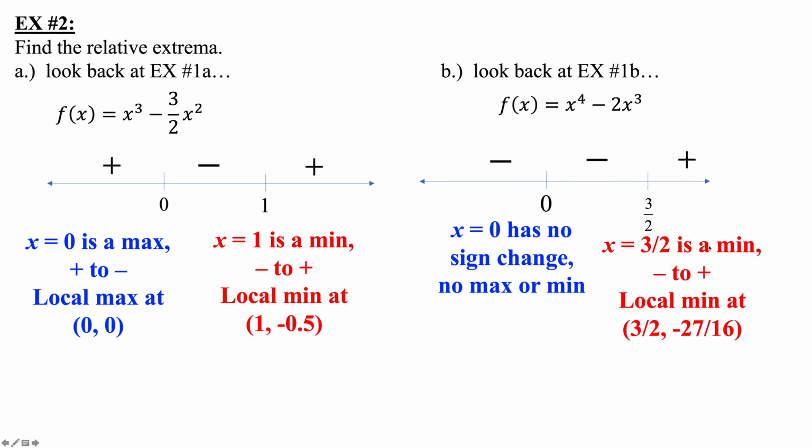x equals 3 halves is going to be the location of that min value. We have to plug it back in. Once your calculator crunches the values, we get negative 27 over 16. That's the y-coordinate of the local or relative min. That's your minimum value. Remember, maxes and mins are always the y-coordinate, so we have to go find them when they provide the original function.